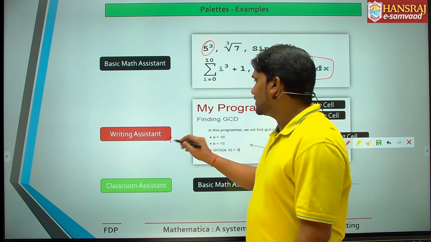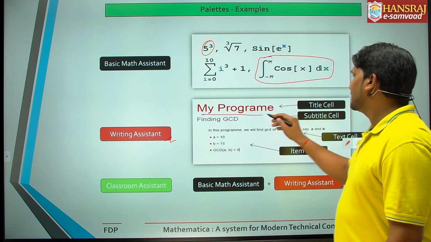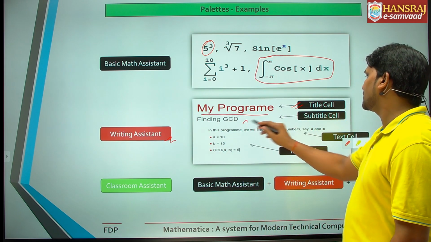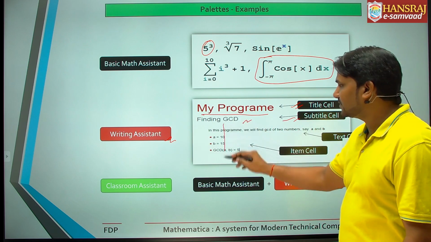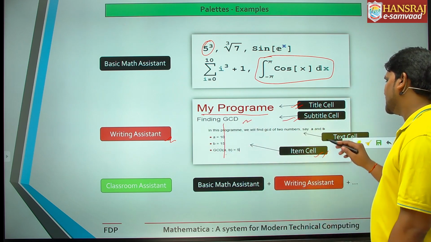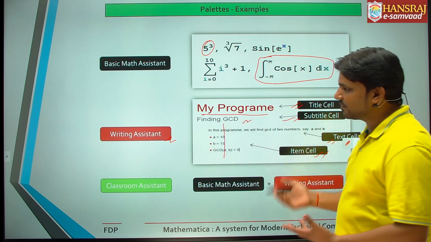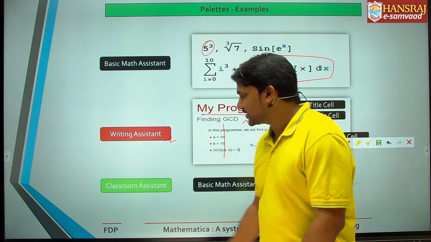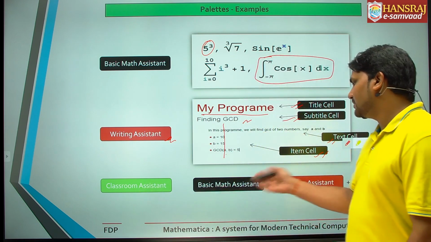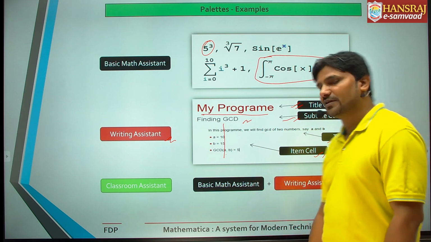Some writing assistants are there. So here you can see there is a title cell, then this one is the subtitle cell, and other text cells are there, and an item cell and a text cell. You can create all this type of work in your palettes. Classroom Assistant provides you all the assistants, whatever is in basic and writing.